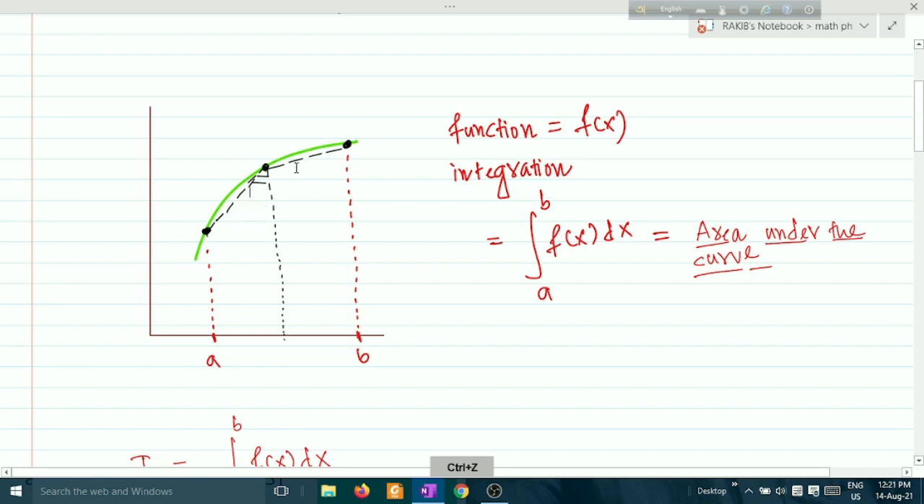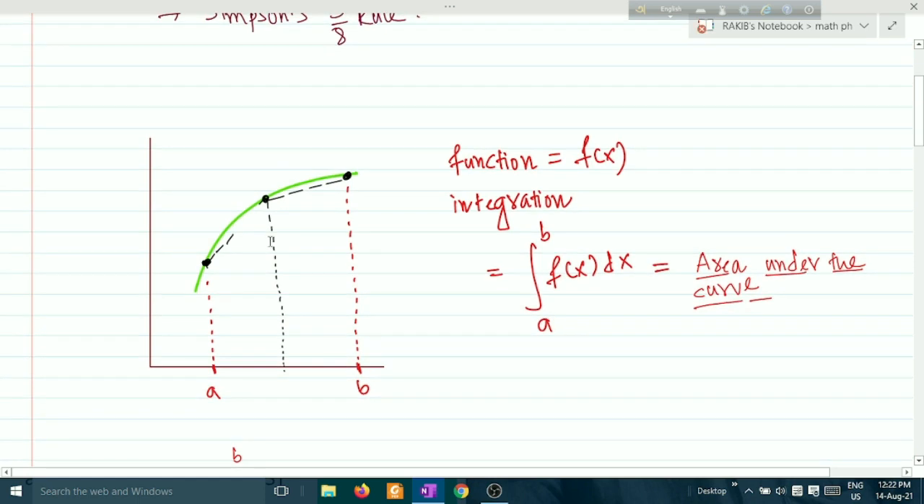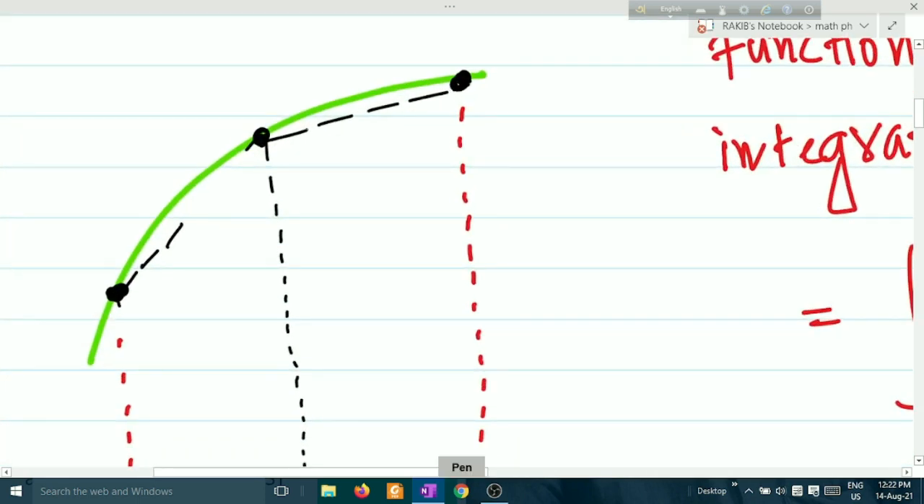That is called Simpson's 3/8 rule. Simpson's 3/8 rule is one of the most accurate areas you can see. Okay, I'm zooming this. Wait, just for a while. Okay, let's check this.